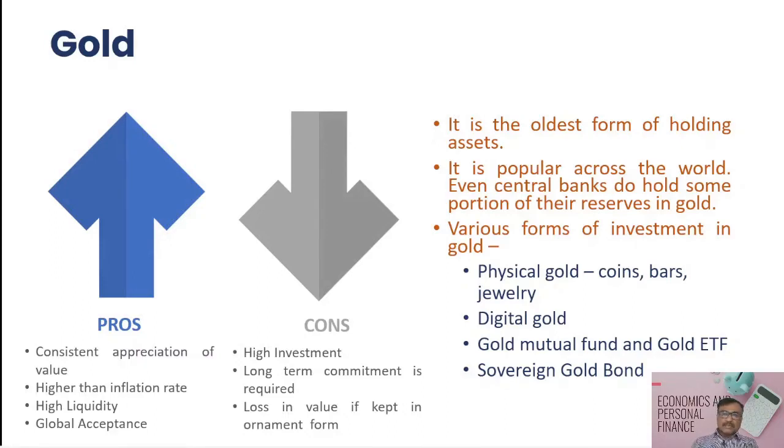Investment in gold can be made in different ways. You can buy physical gold in the form of coins, bars or jewelry. It's nice because you can see and touch it. Digital gold: you can invest in gold through sovereign gold bonds and hold them in your demat account digitally. There are gold mutual funds. You can invest in gold through mutual funds, so that avoids the risk of holding the physical gold.